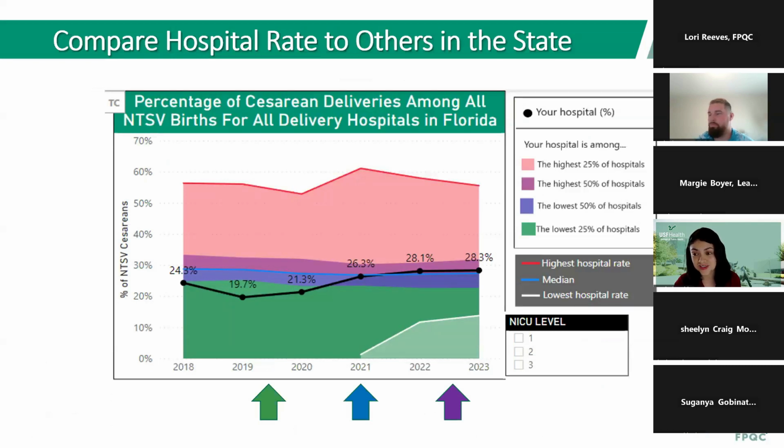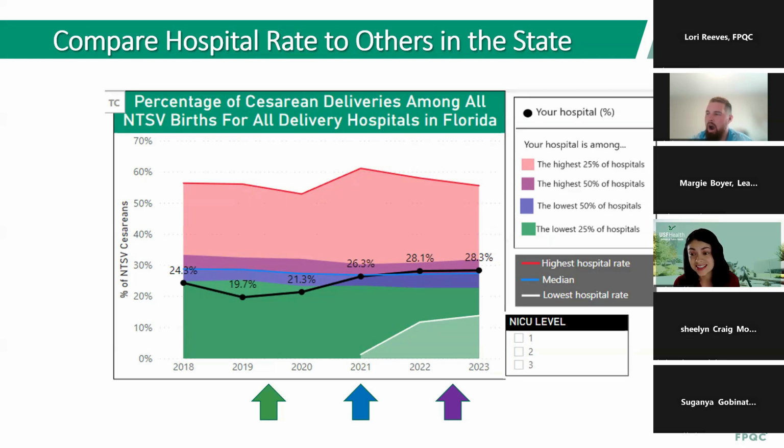This is one of those graphs. This one is a time trend analysis. It's going to give you the percent of cesarean deliveries for this particular hospital from 2018 all the way to 2023. The black line is the hospital percent. This hospital did so much work on NTSV cesareans in 2019, and you can see their drop. They went from 24.3 to 19.7. They standardized a lot of their practices, amazing work.